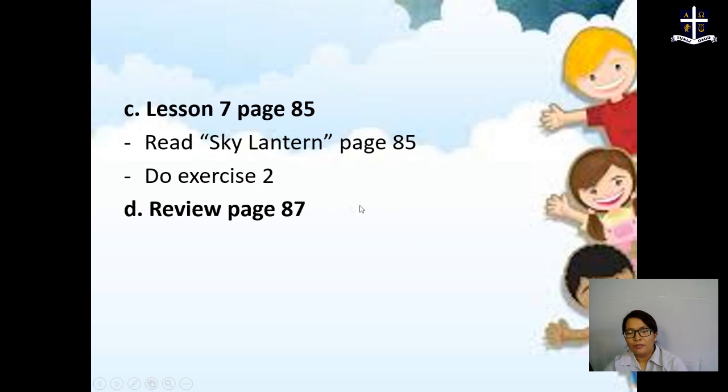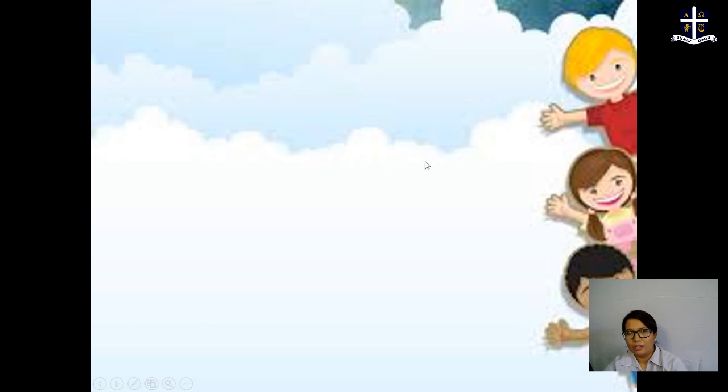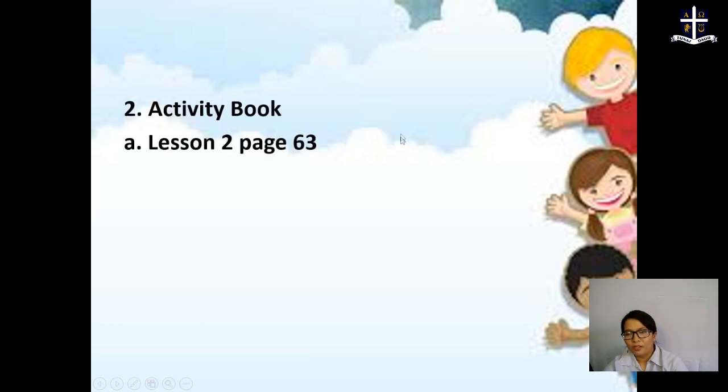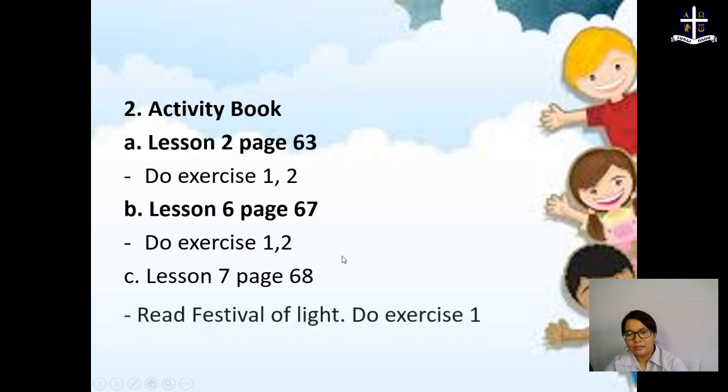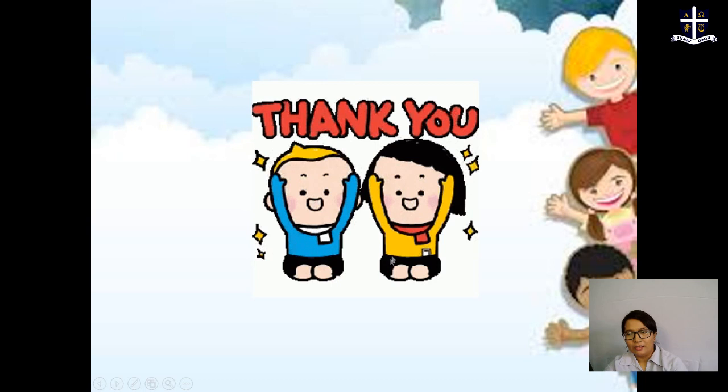Then for the review, page 87, you have to do exercise 2. Okay. Have you found it in your book, yeah? And then the activity book. Lesson 2, page 63, and then do exercises 1 and 2. Okay, lesson 6, do exercises 1 and 2 also. Lesson 7, page 68.